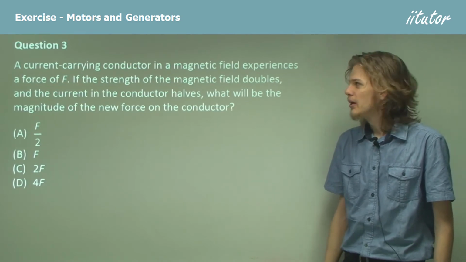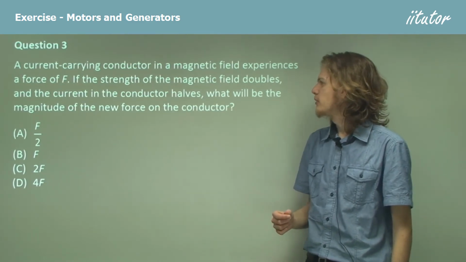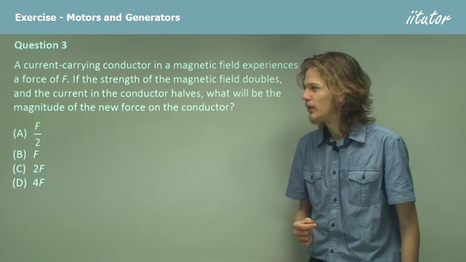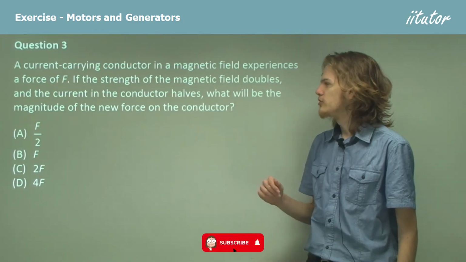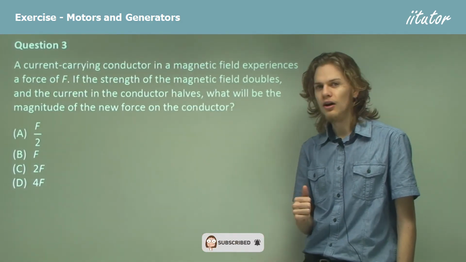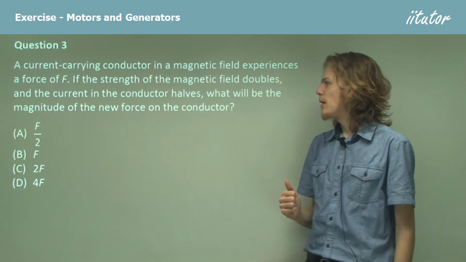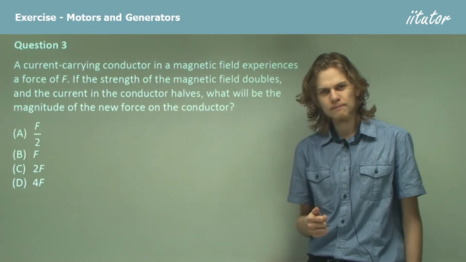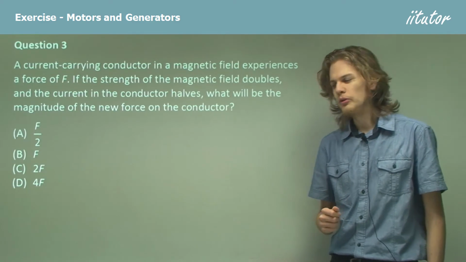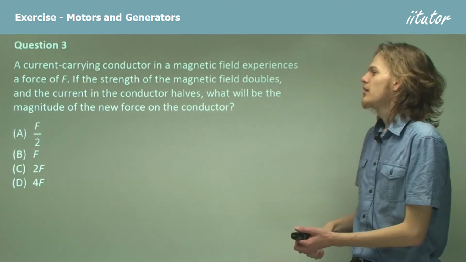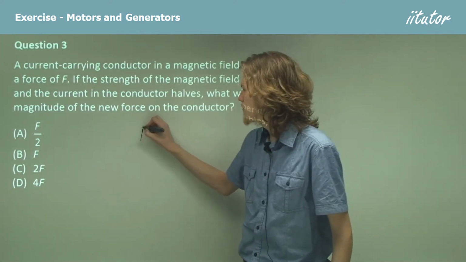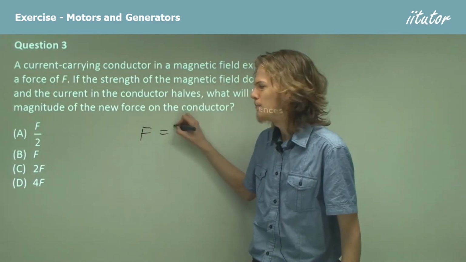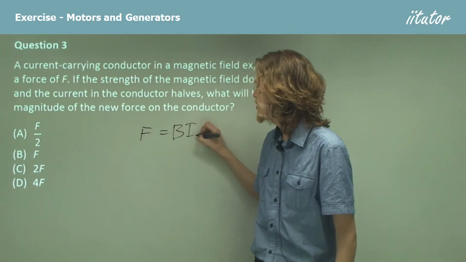Question 3. A current-carrying conductor in a magnetic field experiences a force of F. If the strength of the magnetic field is doubled and the current in the conductor halves, what will be the magnitude of the new force on the conductor? Well, I hope you know what equation we'll be using here. It is, of course, F equals, that's right, BI sine theta.